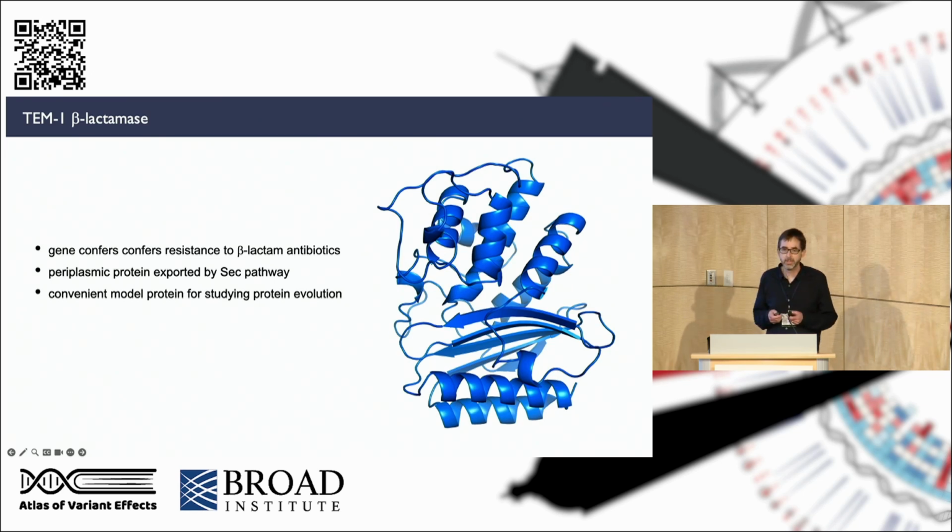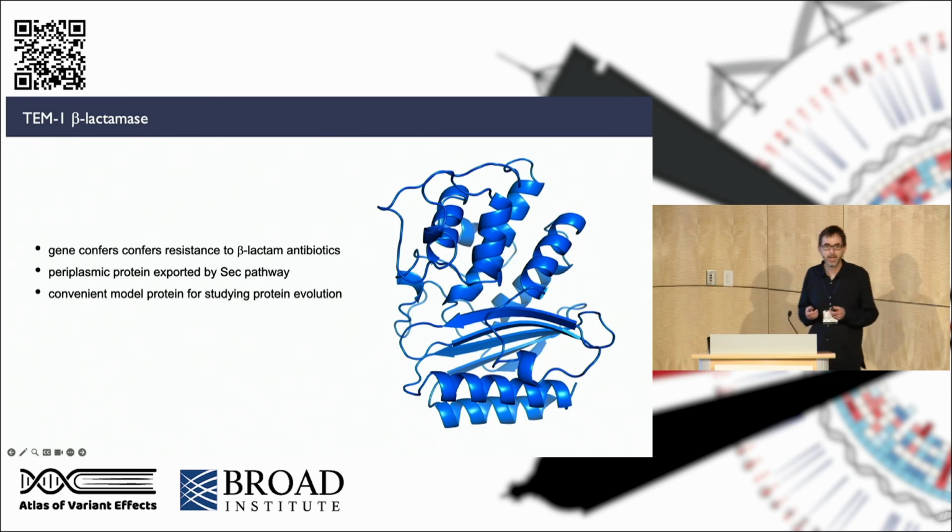So one of the genes that we use, just as an example, is TEM1 beta-lactamase. So for those of you that have ampicillin resistance on your plasmids, that's TEM1 beta-lactamase. It confers resistance to beta-lactam antibiotics. It's an exported protein. It's a convenient model protein for studying protein evolution.